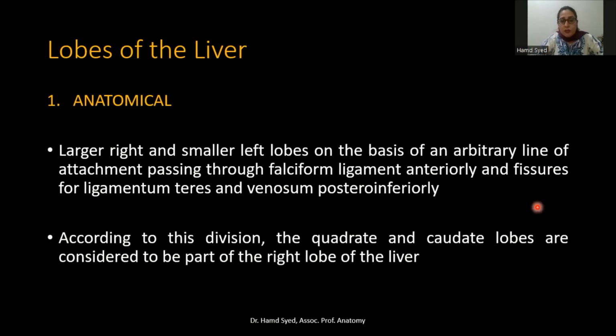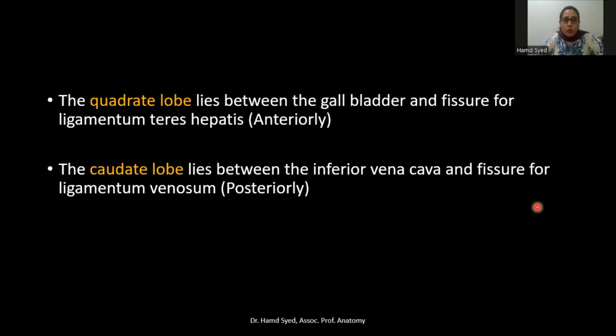According to this division, the quadrate and caudate lobes are considered to be a part of the right lobe of the liver. The quadrate lobe can be defined as the area which is between the gallbladder and the fissure for ligamentum teres hepatis, whereas the caudate lobe can be defined as the part of the liver which is between the inferior vena cava and the fissure for ligamentum venosum.